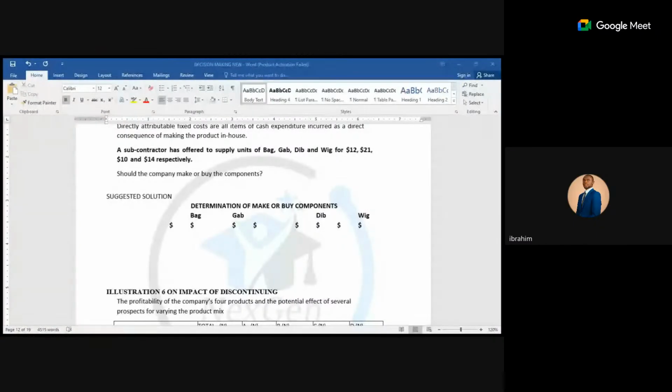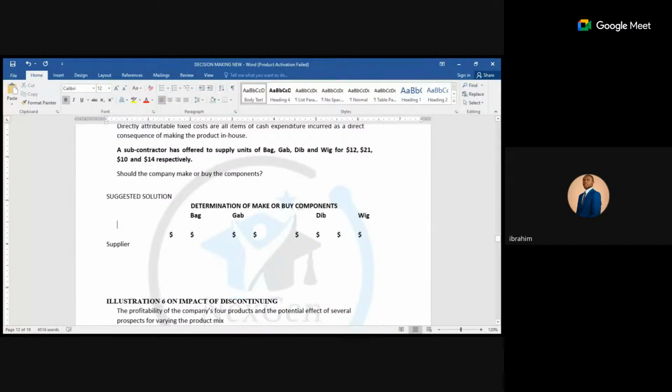So, where are we? So we have to start it. The supplier quotes. The supplier is willing to supply a subcontractor, right? 12 naira per unit. This is 12 naira per unit. Okay, so I will save time. Units produced.